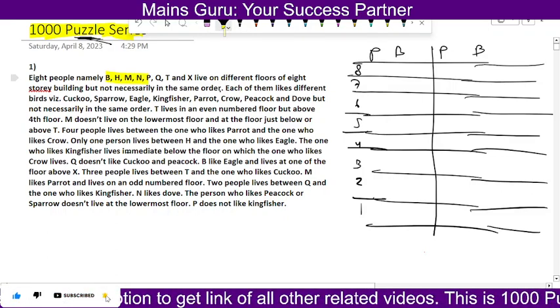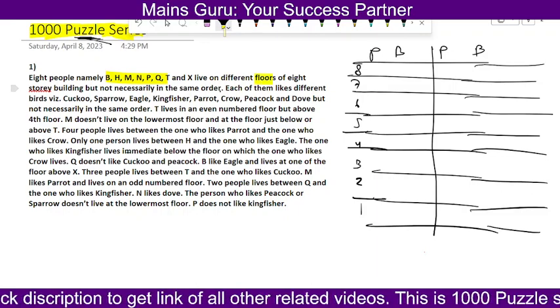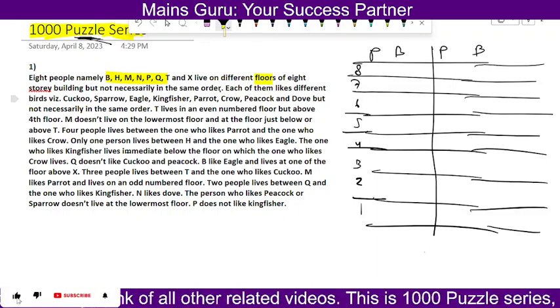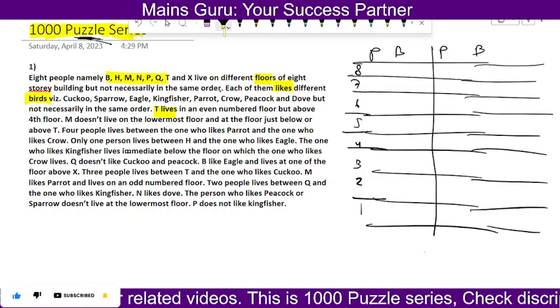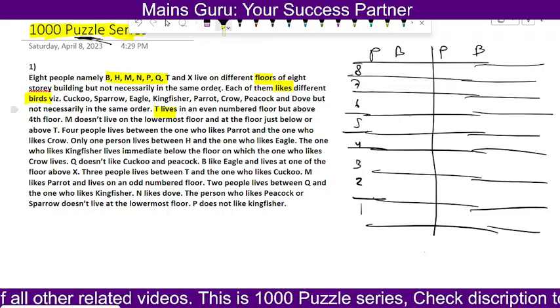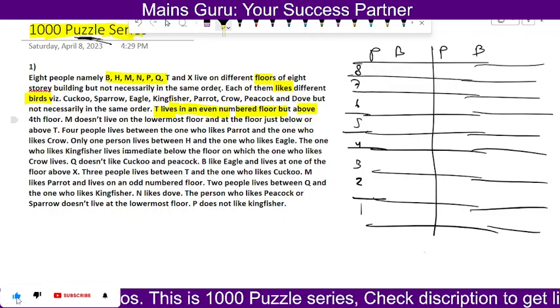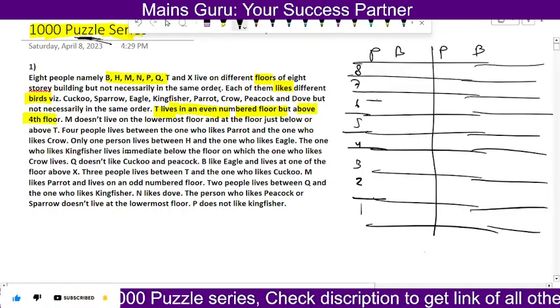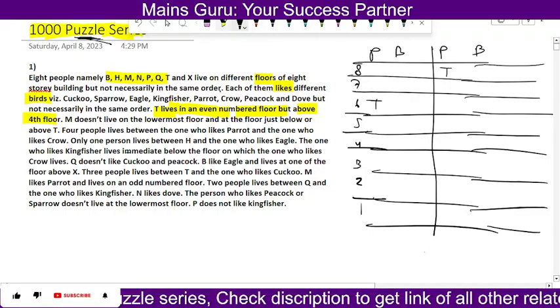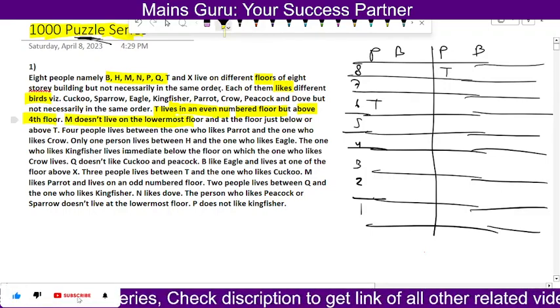In this puzzle, 8 people are given. They live on different floors and like different birds. So these are the names. From here the conditions start. T lives on an even number floor but above the 4th floor. So which are the even number floors above the 4th? This and this.